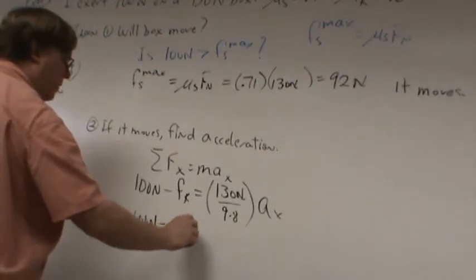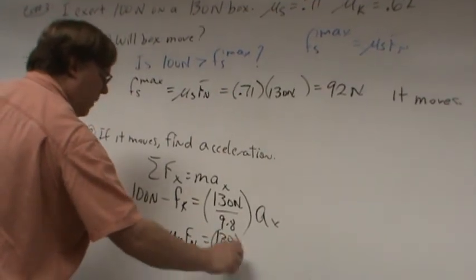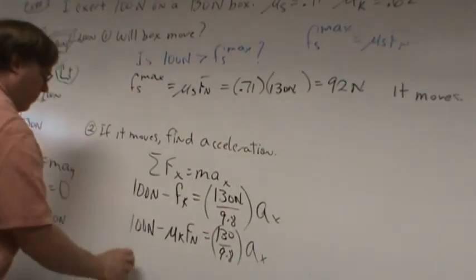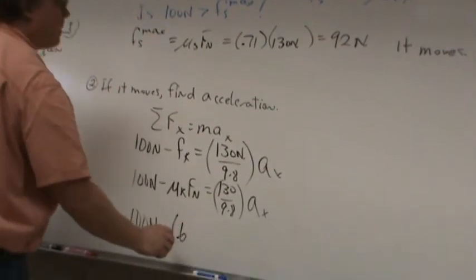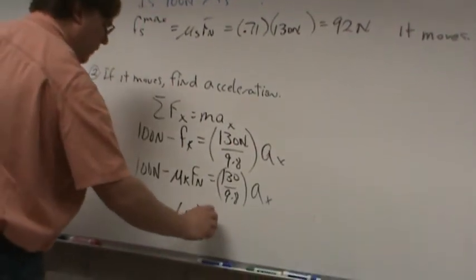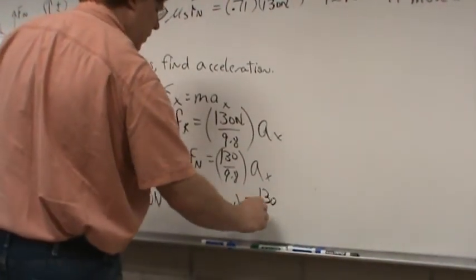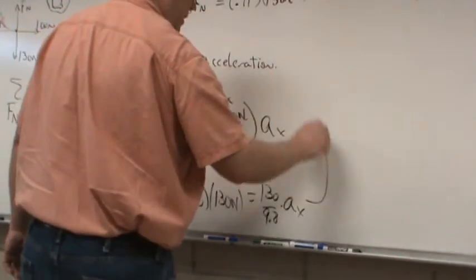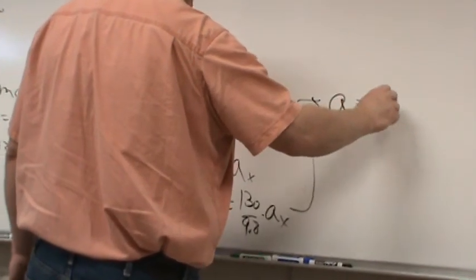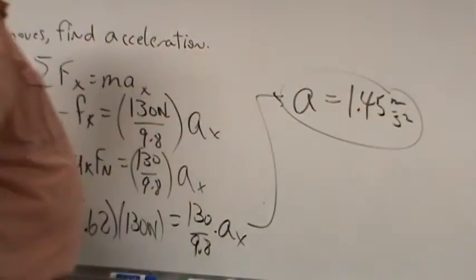100 minus mu sub k F sub n equals 130 over 9.8 times a sub x. And mu sub k is 0.62, F sub n is 130 newtons. And that equals 130 over 9.8 times acceleration. And then you solve for the acceleration, you get, what, 1.45 was it? 1.55 meters per second squared.